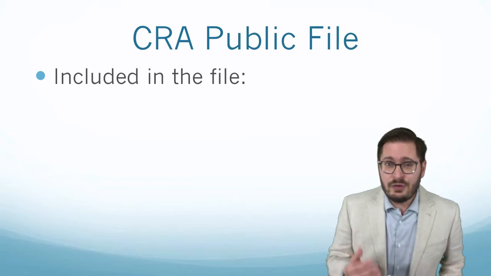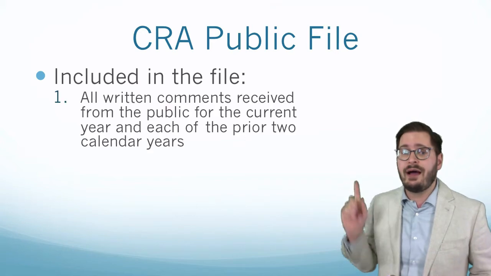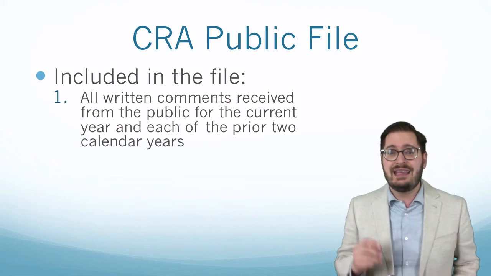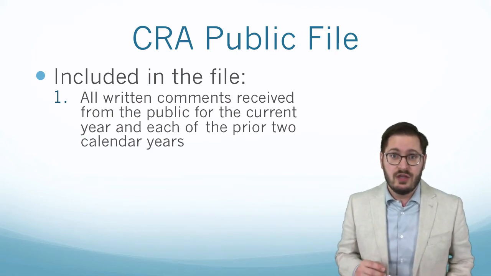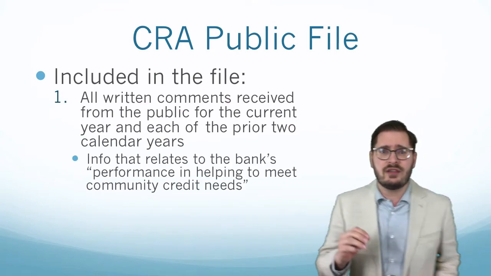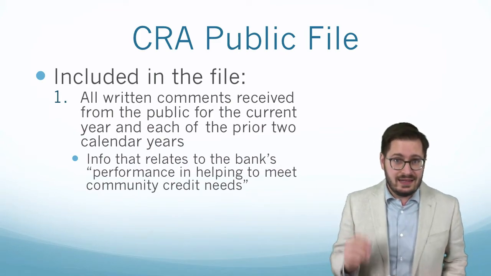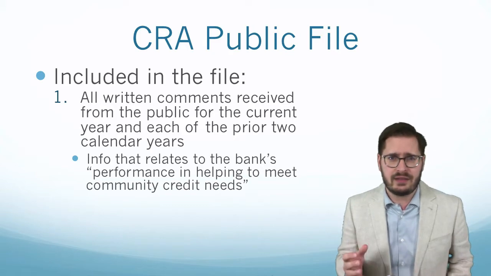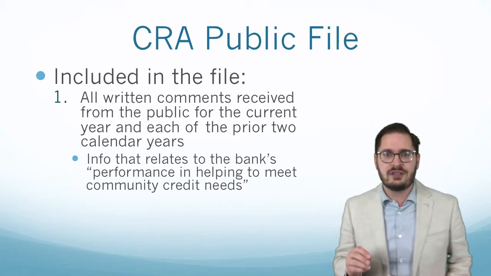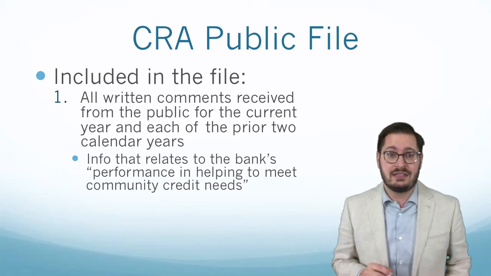Now, included in the file, we have to have several different things. The first thing we have to have in the CRA public file is all written comments received from the public for the current year and each of the prior 2 calendar years. So we have to have public comments. Specifically, these comments need to include information that relates to the bank's performance in helping to meet community credit needs. So if there's a complaint on deposit accounts, you don't need to include that in your public file. They're looking specifically for information that pertains to the bank's performance in helping to meet the community credit needs.